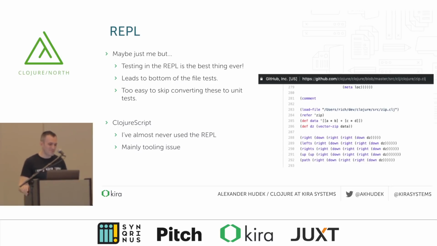And then finally, as a bonus, let me just talk about the REPL a bit. Maybe this one's just me, but when I first started Clojure, I'm like, wow, testing in the REPL, this is the best thing ever. I can iterate so quickly. But what that led to was bottom of the file tests. And what is a bottom of the file test? It's this thing on the right. That's actually from the core Clojure code. It's there to this day.